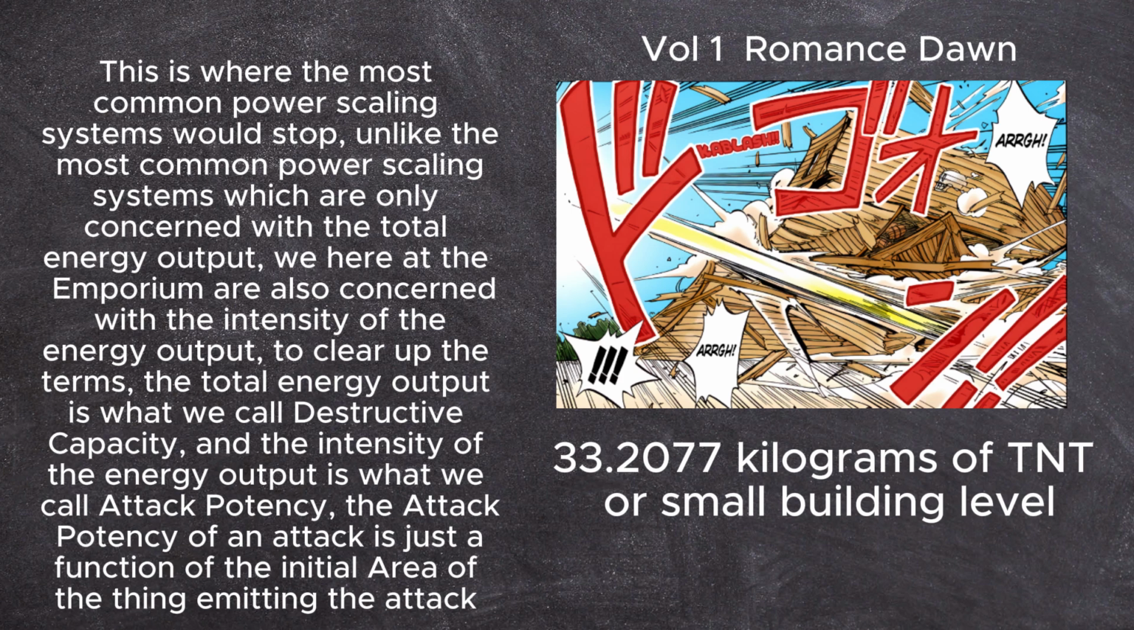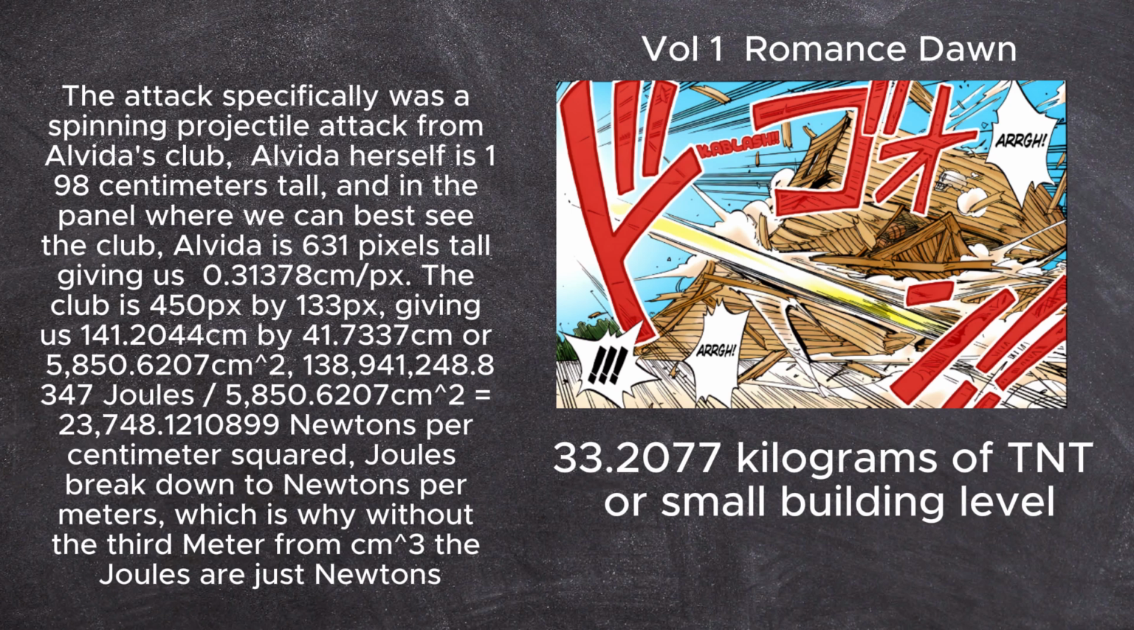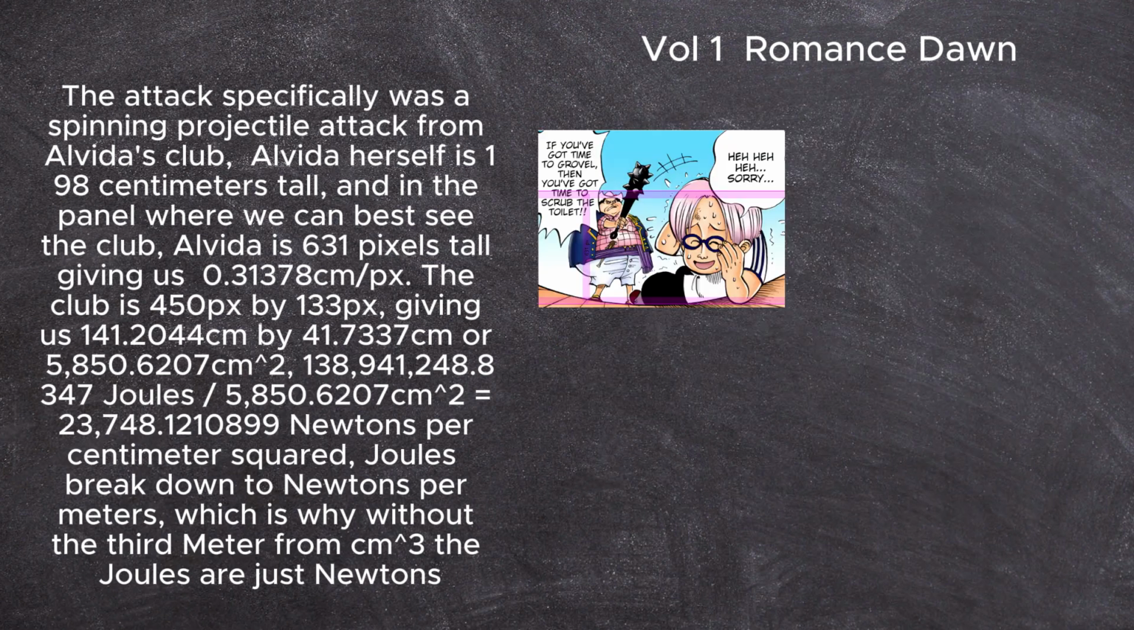The attack potency of an attack is a function of the initial area of the thing emitting the attack. The attack specifically was a spinning projectile attack from Alvida's club. Alvida herself is 198 centimeters tall, and in the panel where we can best see the club, Alvida is 631 pixels tall, giving us 0.31378 centimeters per pixel.